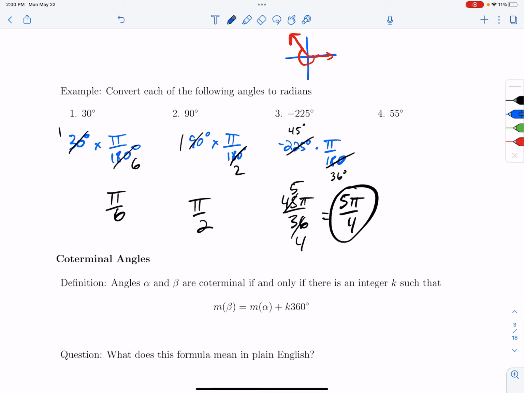All right. And then similarly for this last one, 55 degrees times pi over 180. Again, I'm going to divide both of these by 5. I get 11 over 36. Ultimately 11 pi over 36, and I can't reduce that any further. So that's it.